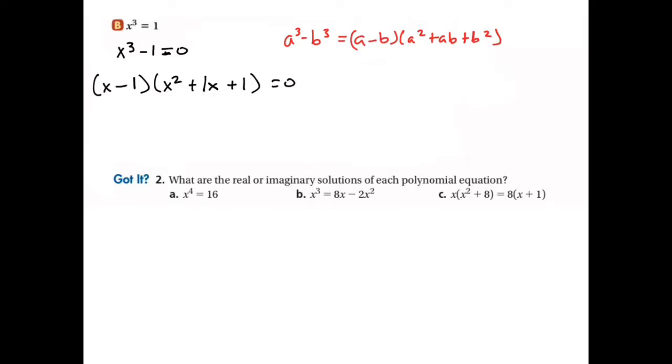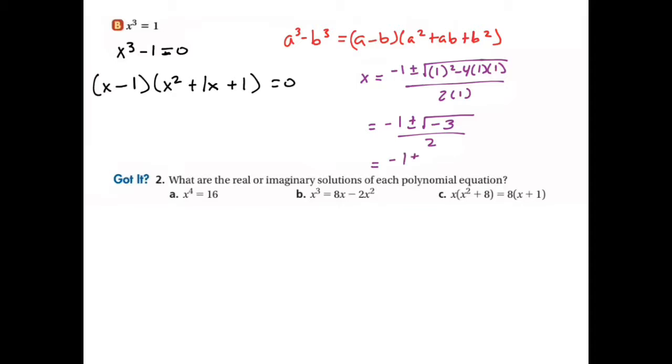Okay, so we have two quantities here. The second quantity, we actually can't factor, so we're going to have to go back to what we saw before. If we want to figure out how this breaks apart, we'll go back to using the quadratic formula. So that would be negative 1 plus or minus the square root of 1 squared minus 4 times 1, all over 2 times 1. We're going to get negative 1 plus or minus the square root of negative 3, over 2. We can simplify this down to negative 1 plus or minus i square root of 3, over 2.